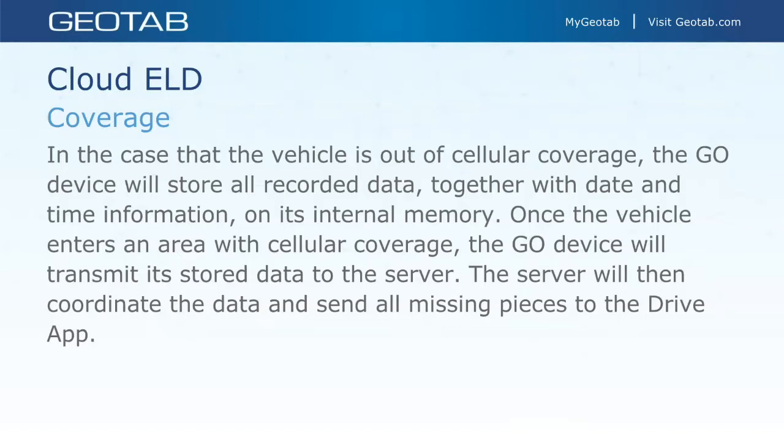Once the vehicle enters an area with cellular coverage, the Go device will transmit its stored data to the server. The server then coordinates the data and sends all missing pieces to the Drive app. So the Geotab Drive app is designed to work offline.